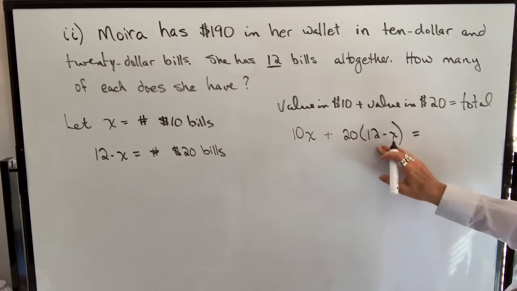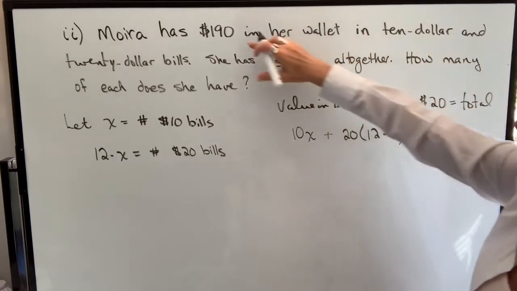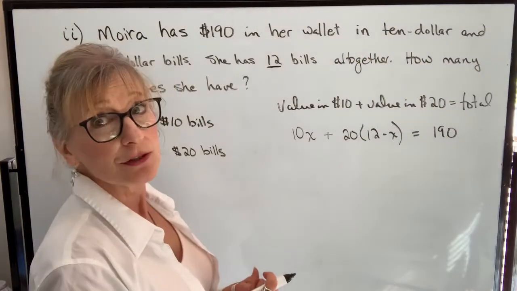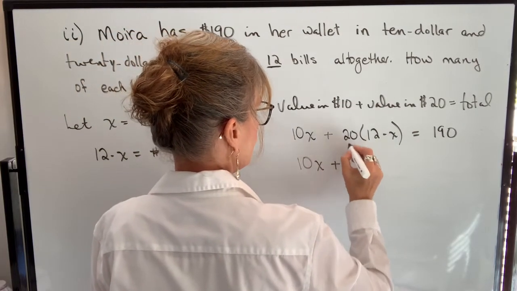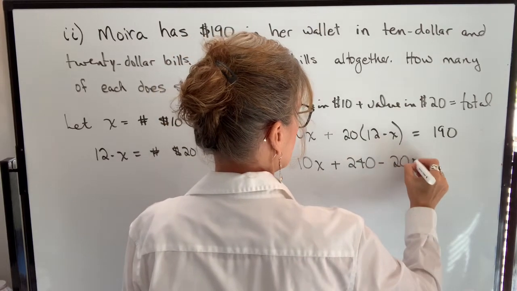So that's going to give me my total value in 20s. And the total value I know is $190. So there's our equation. Let's solve the equation. We're going to distribute this 20 first of all. So I'll have 240 minus 20x.